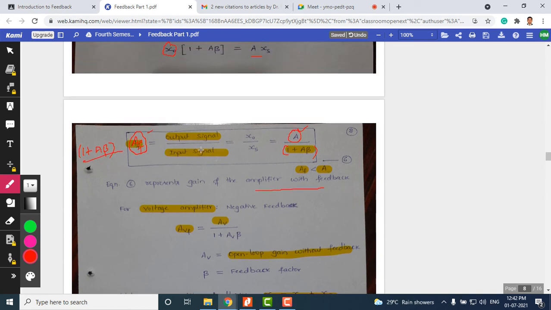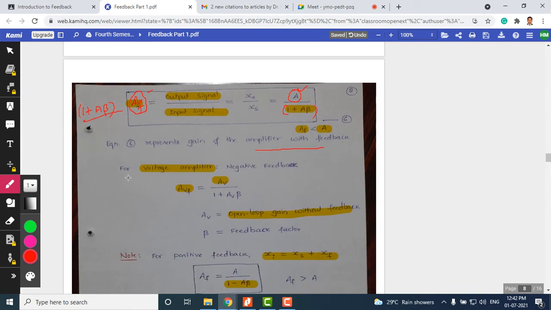This is a general derivation of what we have done here, but specifically for the voltage amplifier with negative feedback. The gain for a voltage amplifier with negative feedback is denoted as AVF. Since it is a voltage amplifier and it has negative feedback, look at the subscript here. A indicates gain, V indicates it is a voltage gain because it is a voltage amplifier, and AVF indicates the voltage gain with feedback is equal to the basic amplifier voltage gain, that is, without feedback, divided by 1 plus AV times beta.